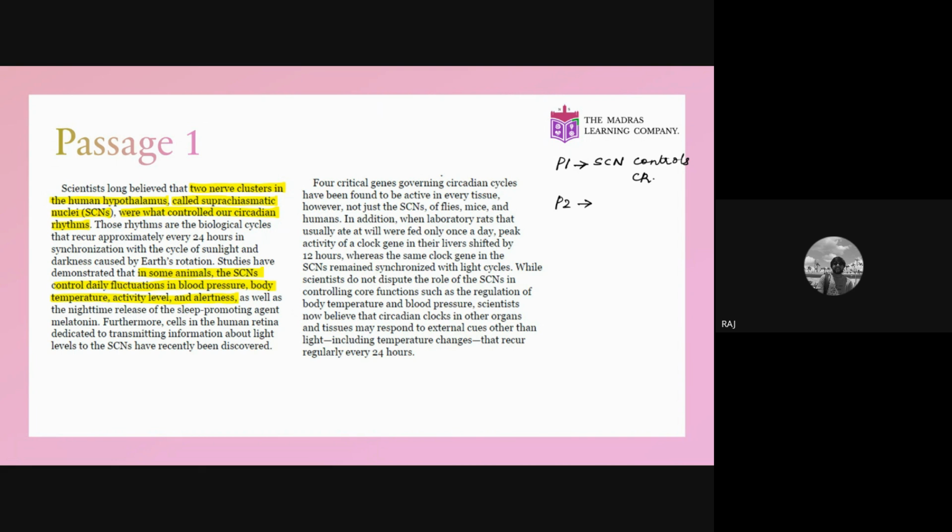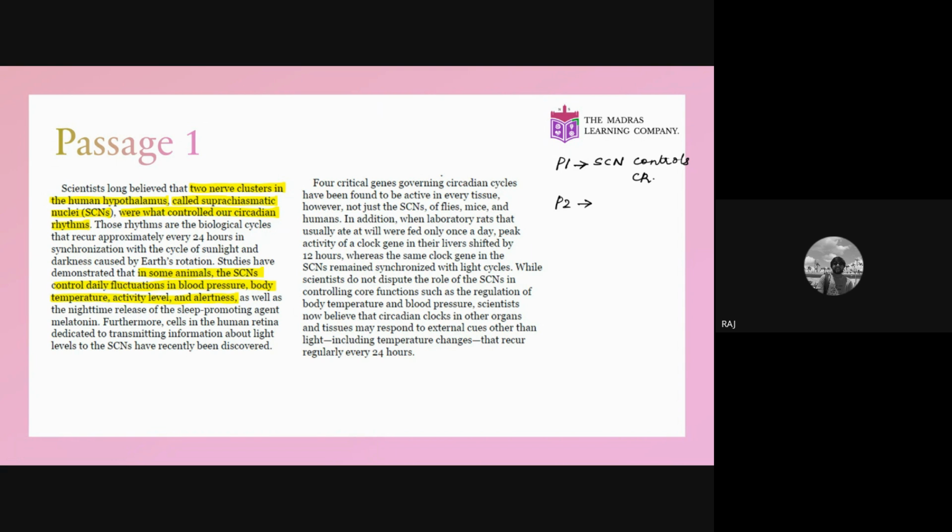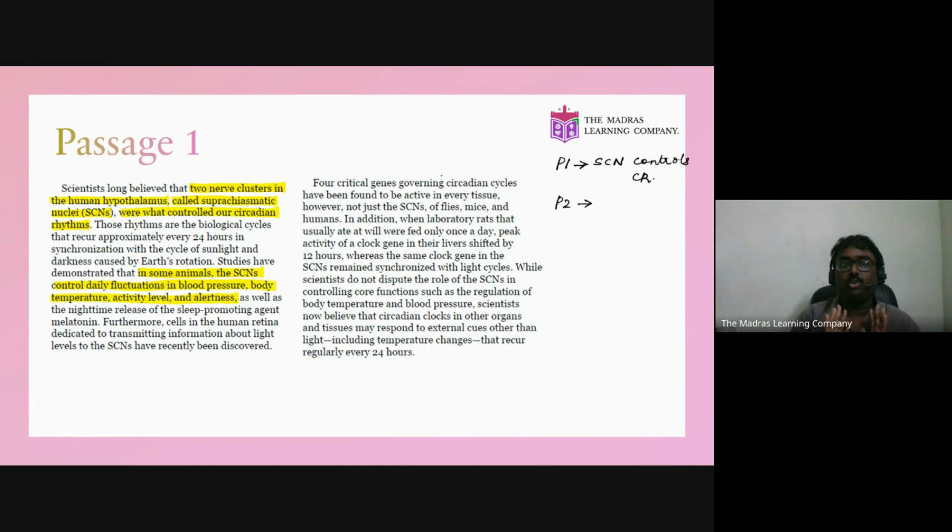It also controls daily fluctuations, blood pressure, and body temperature. Those are circadian rhythms, basically. So you don't have to write that down. That is information, so you don't have to write that down. It also controls, in some animals. No need, not required. As long as you know that it is circadian rhythm controlled by SCN, you're totally fine. Got it.